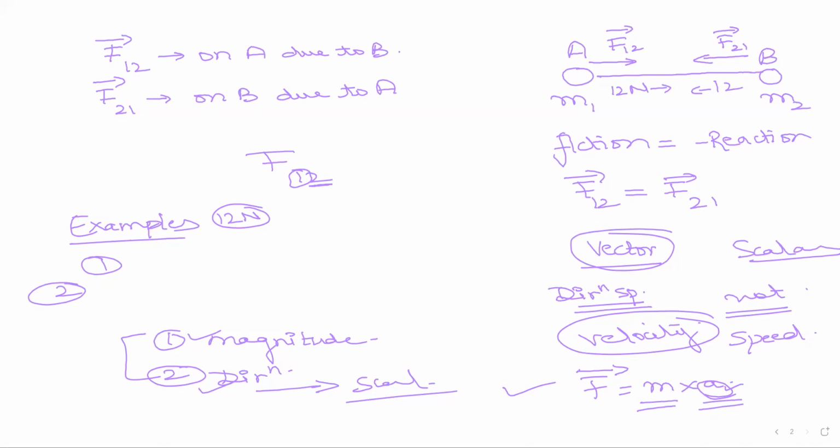Sixth example, it is the gravitational force between the earth and the artificial satellite which keeps the satellite moving around the earth.